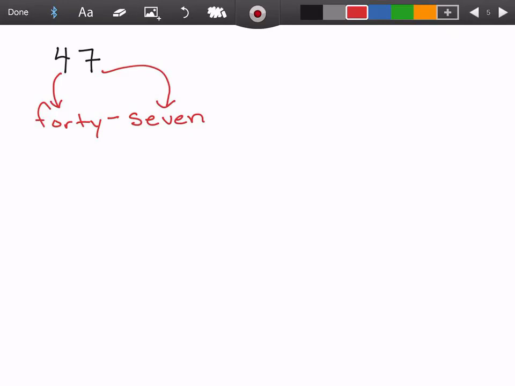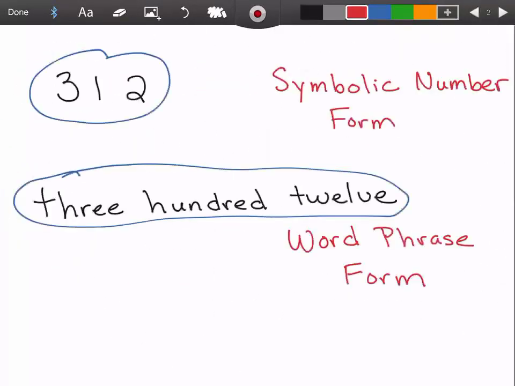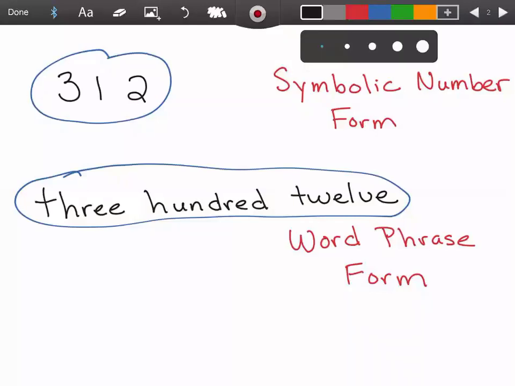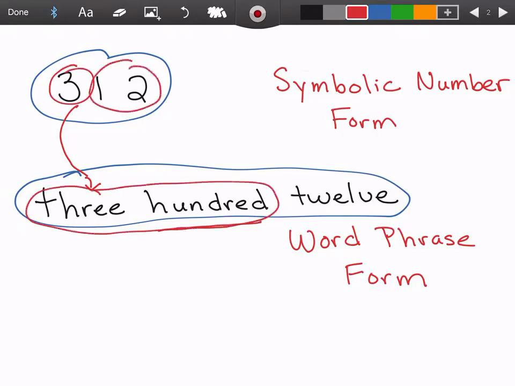All right, let's get a little bit more complicated. Let's look at this number 312. This 3 is over here, in the hundreds place. So we write this as 300. This 3 is written as 300. And then this 1, 2, we recognize as 12. So there you go. That's how we write this number as 312.